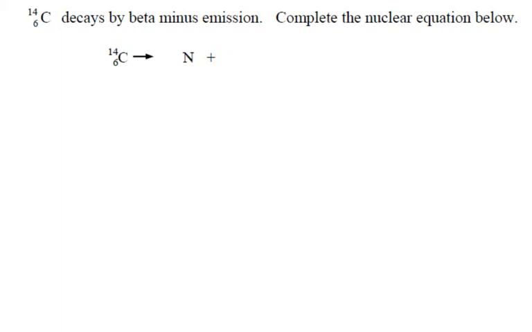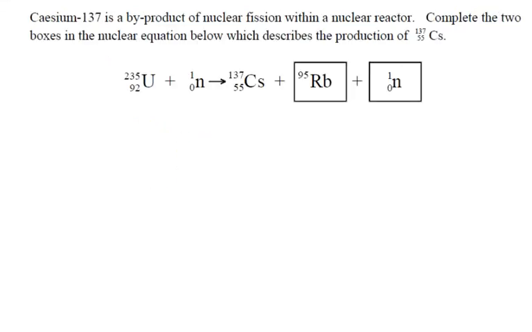Carbon-14 decays by beta minus emission. Complete the following equation below. Well, beta minus is not a nucleon, so the top number is 0, and it's negatively charged. So what number minus 1 equals 6? Well, it's 7, and then that's going to be 14. So 14, 7, N, nitrogen.